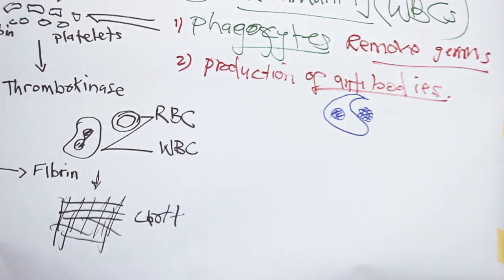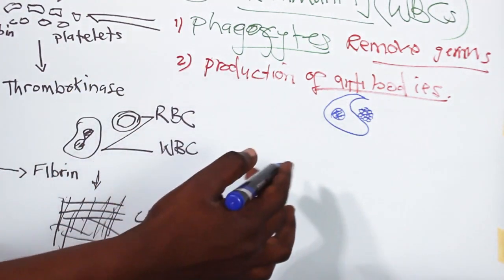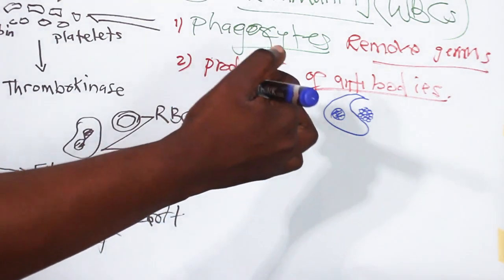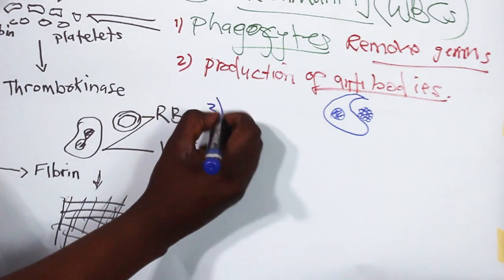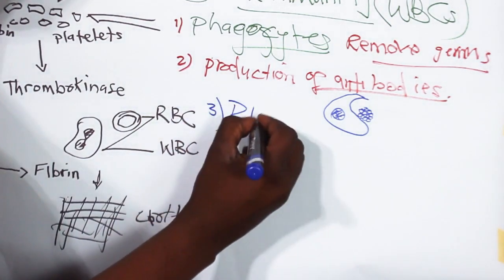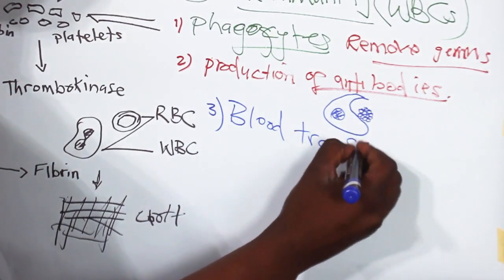Then also, the production of these antibodies will aid in tissue rejection. We've talked about blood transfusion, or you know about blood transfusion.